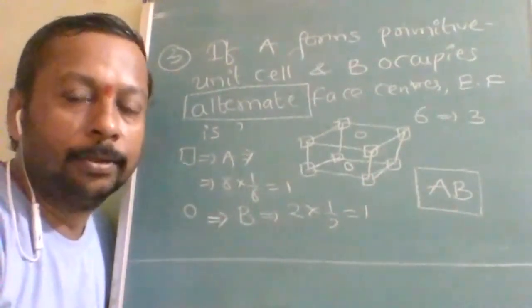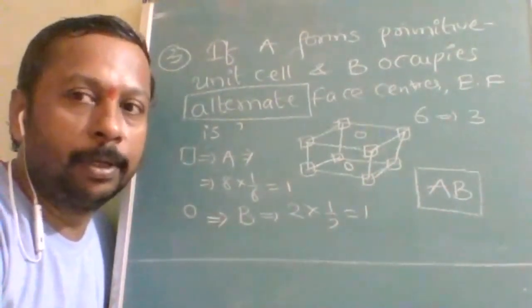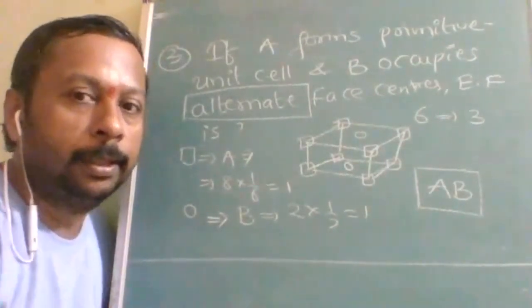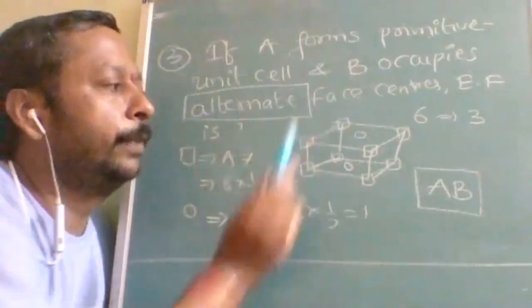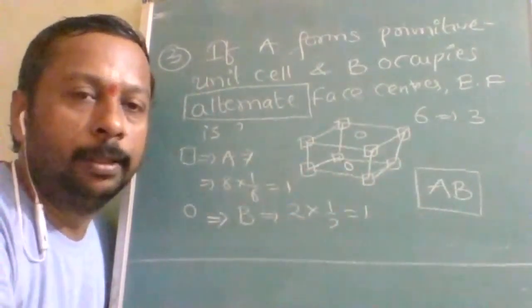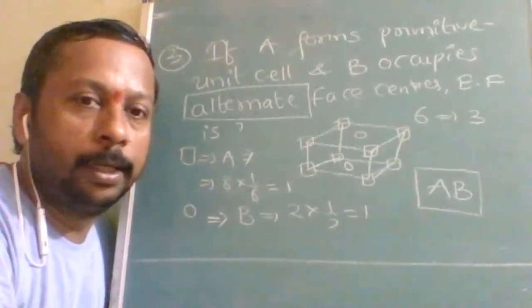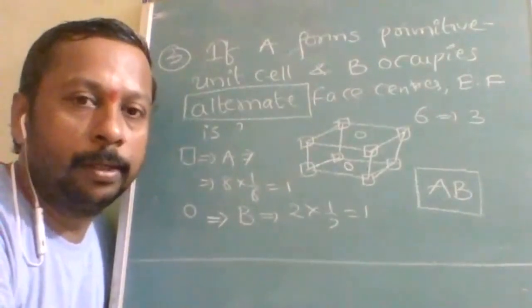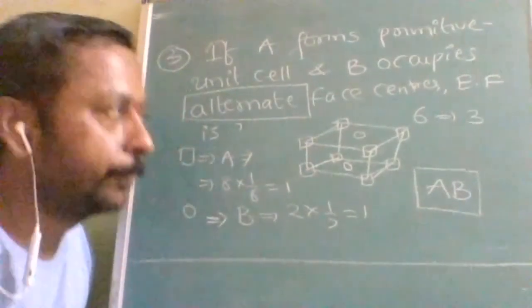So that word magic is very important. Alternate is something else, half of is something else. If the question is half of the face center, then we will take 6 by 2, 3. But here a word is used, alternate face centers. Is it understood? Noted? Okay, next.